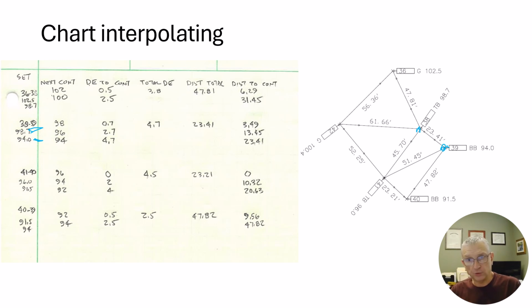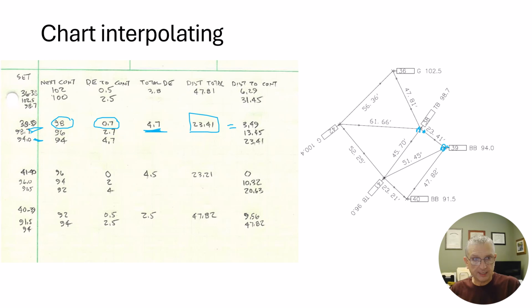Going towards 94, the next contour we'll get is the 98. We're coming from 98.7, so the difference in elevation to our first contour is 0.7, divided by our total difference in elevation of 4.7, multiplied times 23.91 equals 3.49. So that's where this first tick mark is for the 98 contour.